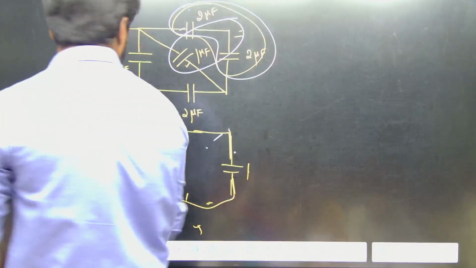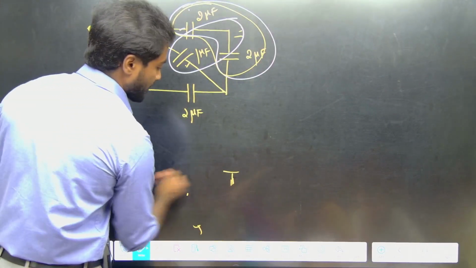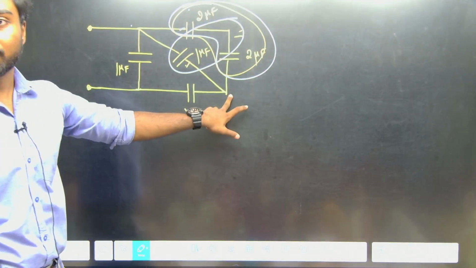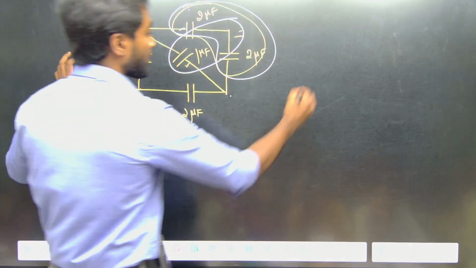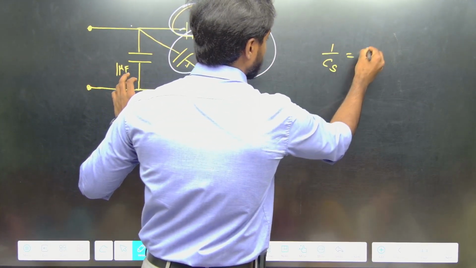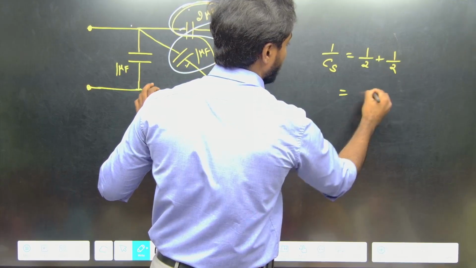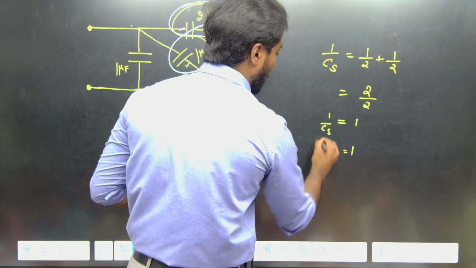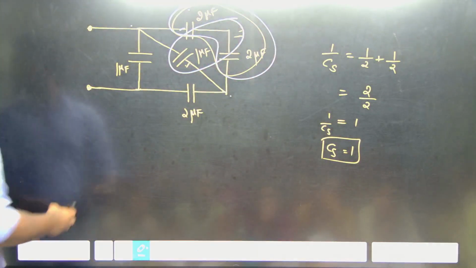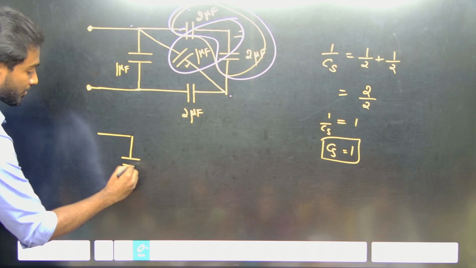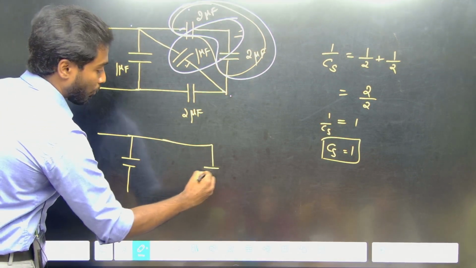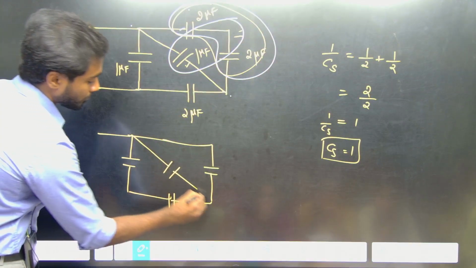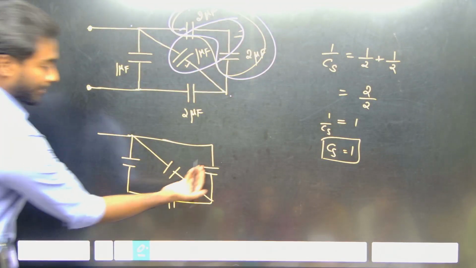Listen here. Listen. So this connection is in series. Okay, I'll resolve these first two things. 1 by CS will be equals to 1 by 2 plus 1 by 2, which is nothing but 2 by 2. So 1 by CS will be equals to 1. So CS will be equals to 1. Getting? Now can I take the diagram like this now? Now I have resolved as a 1. This is my diagram. So I can rearrange this one like this.